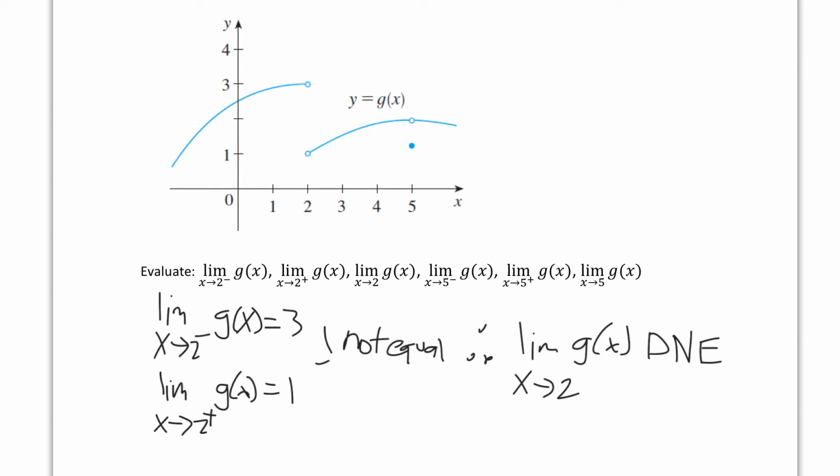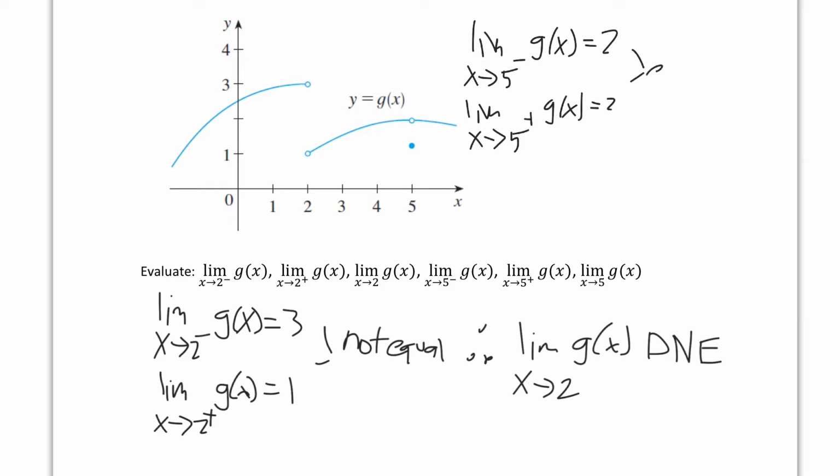So as we approach 5 from the left, it appears like the y values are going to approach, well, 2. As we approach 5 from the right, it also appears like we're going to get 2. So the limit as x approaches 5 from the left of g of x equals 2. The limit as x approaches 5 from the right equals 2. And these are equal. So therefore, the limit as x approaches 5 overall of g of x equals 2.